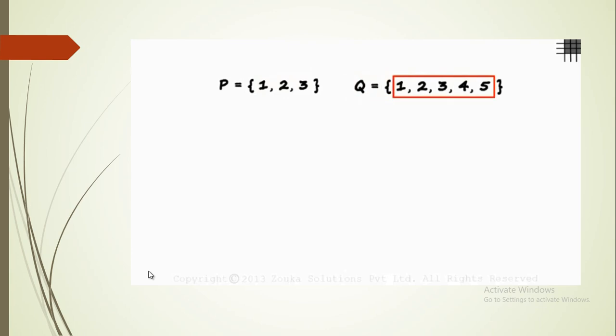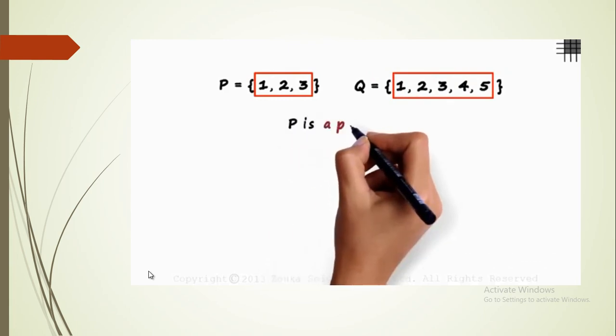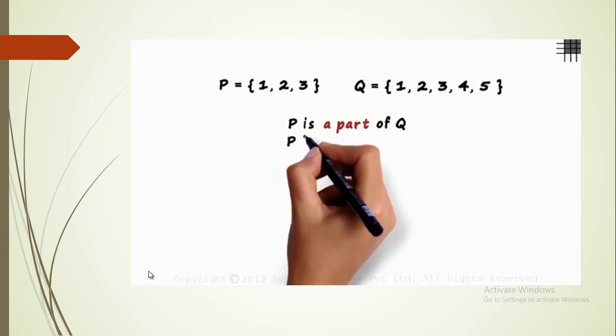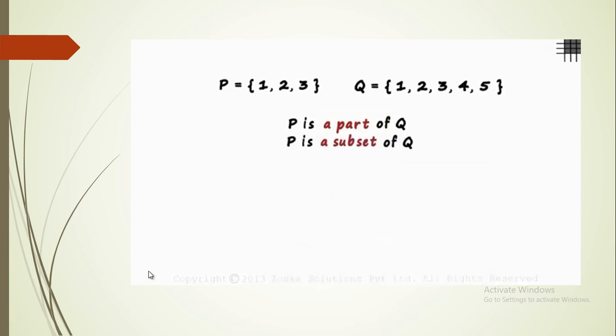We look at just two simple sets in this video. Set P, which has 1, 2 and 3 as its elements, and set Q, which has 1, 2, 3, 4 and 5 as its elements. Understand the elements well. This has 1, 2 and 3, and this one has 1, 2, 3, 4 and 5. This is a part of this, and that's why we say set P is a part of set Q. And we learnt in the previous video that part of also means subset. So we can say that set P is a subset of set Q.